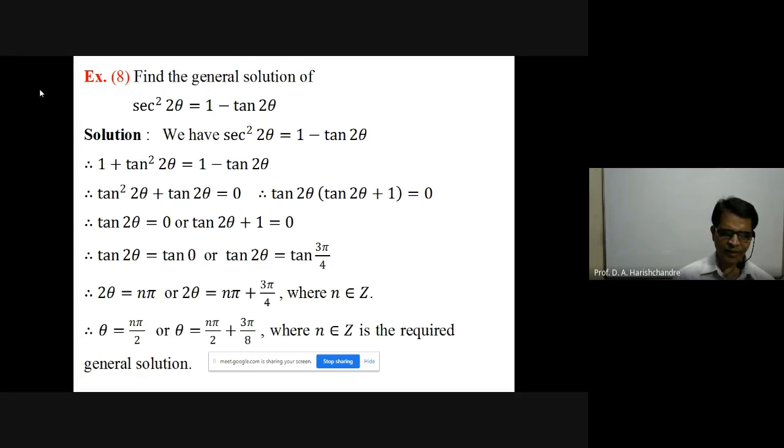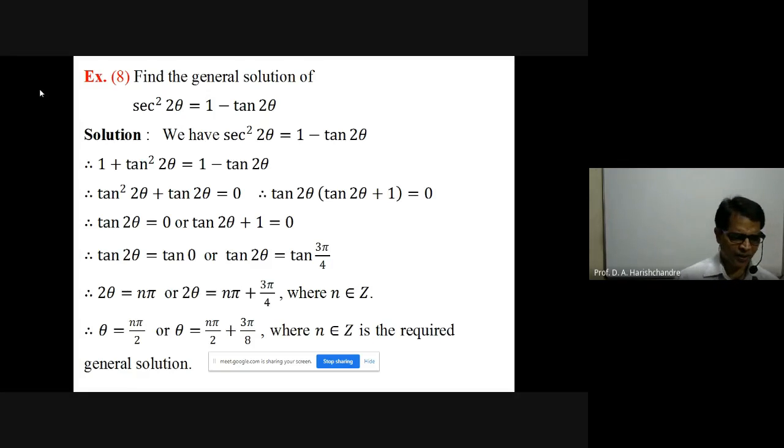So what remains inside? Tan 2 theta plus 1. Right hand side 0 can be carried as it is. Here, the product of two factors is 0, so we know that each factor can be equated to 0. It will be turned into two separate trigonometric equations: tan 2 theta is equal to 0 or tan of 2 theta plus 1 is equal to 0. Now you can obtain the solution of each one of them separately.